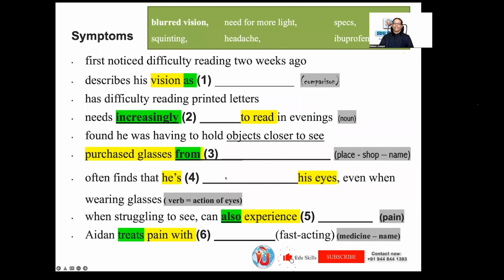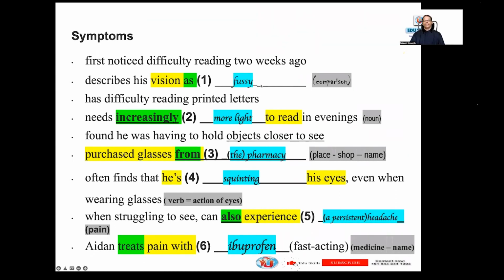Next one, he is dash. Squinting. Okay, experience. Also experience headache. And treats with ibuprofen. So vision as fuzzy. Did you hear that? Described his vision as, I was seeing everything as fuzzy. Fuzzy means it was not clear. Then the second one is increasingly needs more light to read. Purchase glasses from pharmacy or the pharmacy.